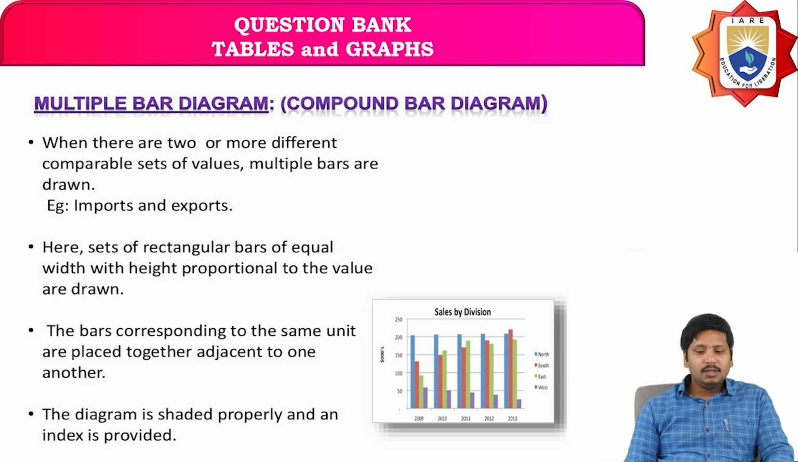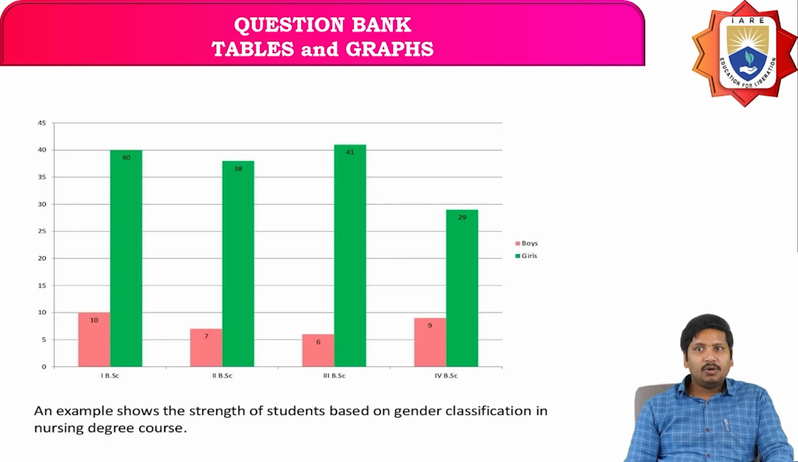And the multiple bar diagram. In a multiple bar diagram, for a single variable, I have to show different characteristics. Then we go for the multiple bar diagram. In 2009, if I want to show the sales of Desire cars, Tata cars, and Fiat cars, then I go for the multiple bar diagram so that the comparison can be made very easily. The rectangle bars should have equal width, and the diagram is shaded properly according to the index. So this is another example of the multiple bar diagram.